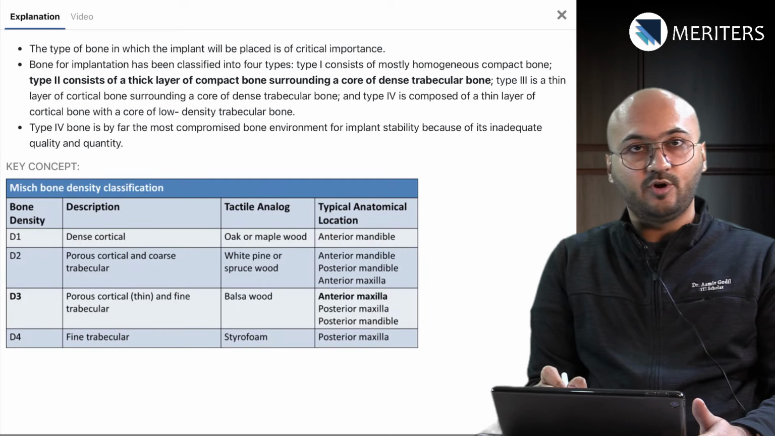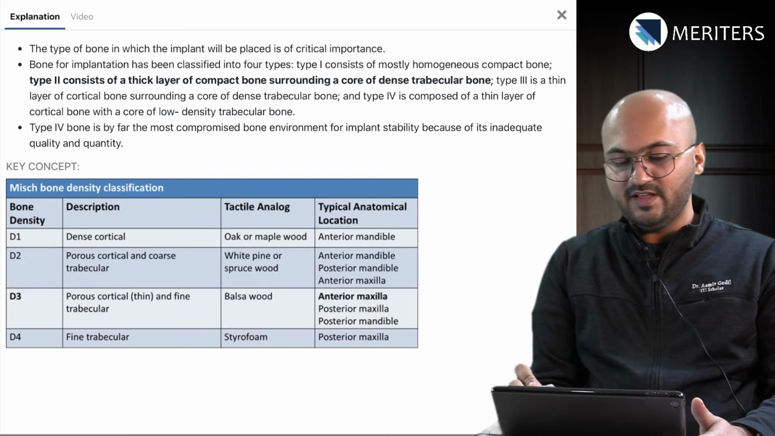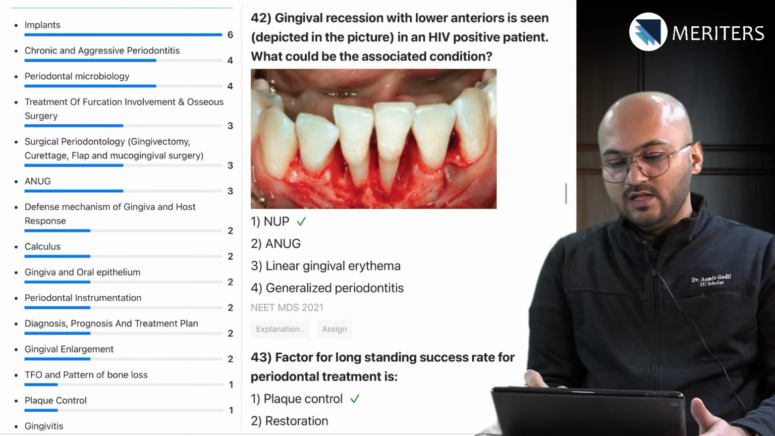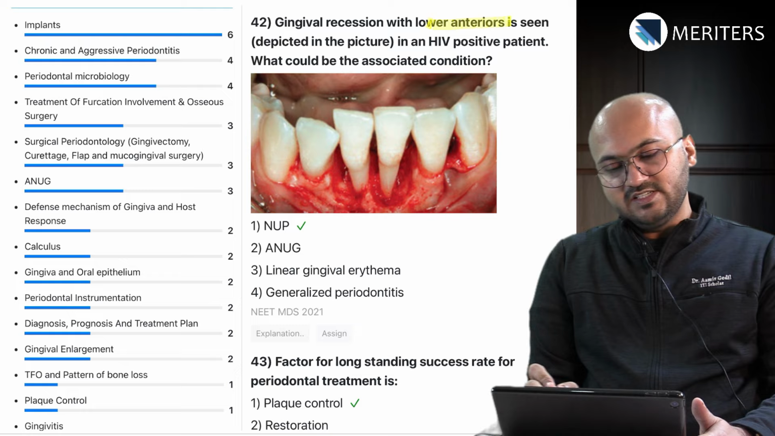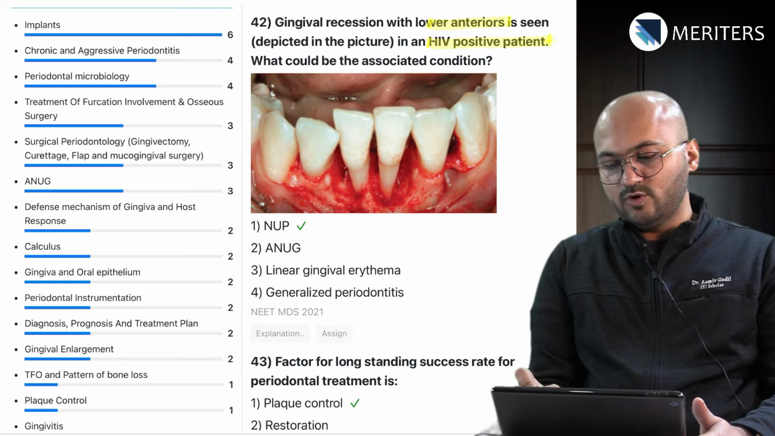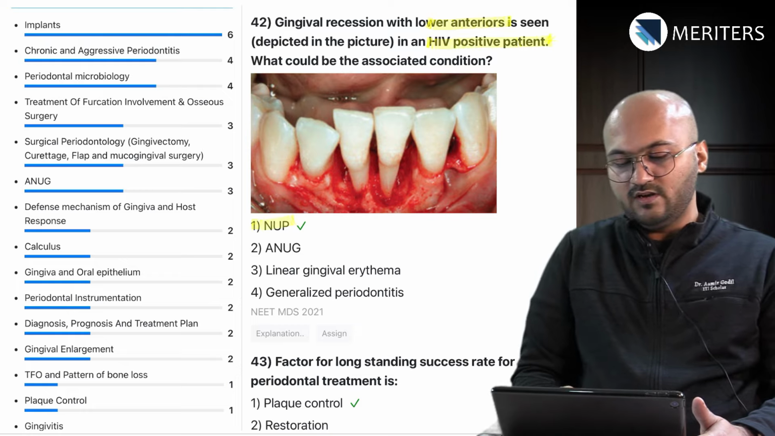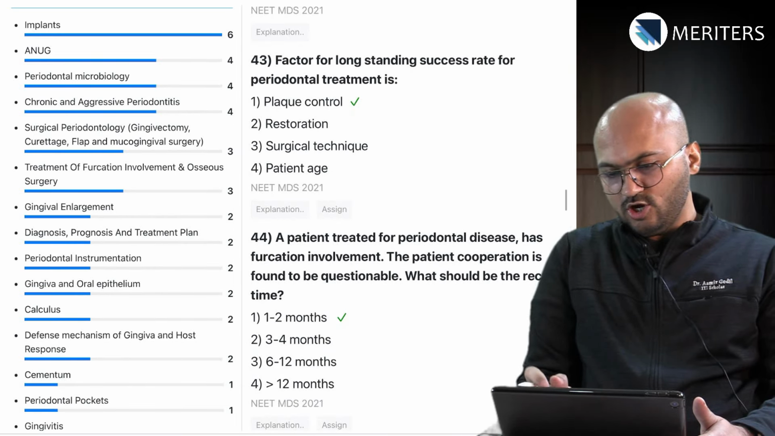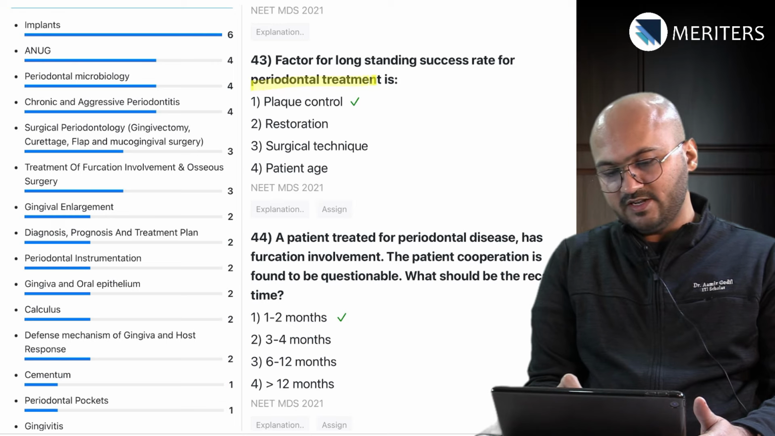This table is very important. Remember this table from the key concept. Everything in the table is important. Gingival recession with lower anteriors is seen in the patient. HIV positive. What is the condition? Necrotizing ulcerative periodontitis. Factor for long-standing success rate of periodontal treatment is plaque control.